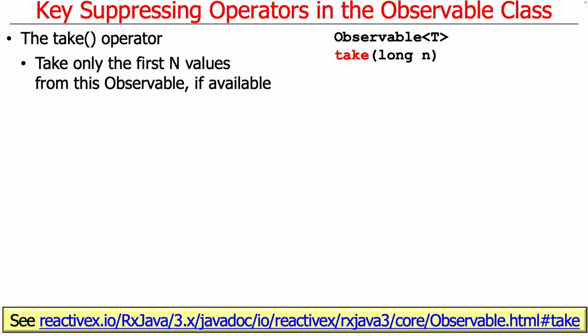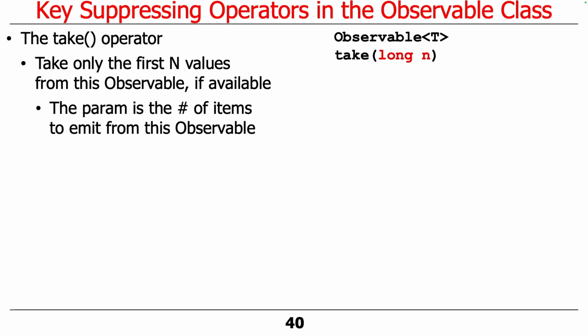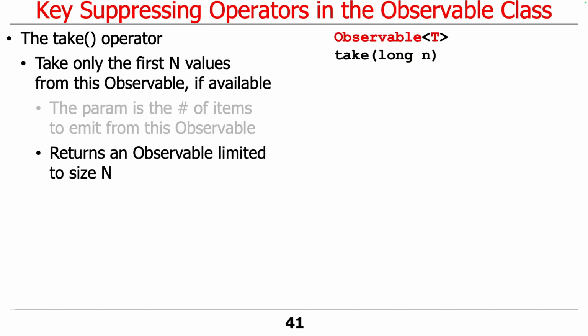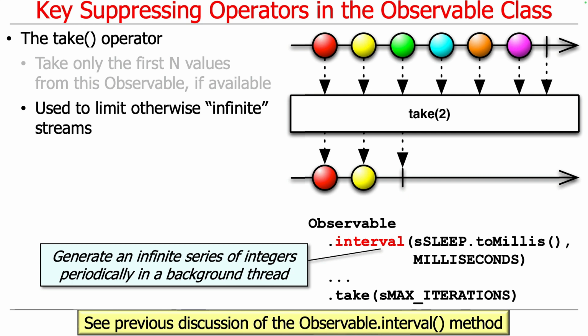So the take operator takes only the first n values that are being emitted from the upstream observable, if there are n values, and it'll stop after that point. So the parameter is the number of items to emit from the observable, and it returns an observable that's limited to size n, which is whatever you give it. This is commonly used to limit streams that are otherwise going to be infinite.